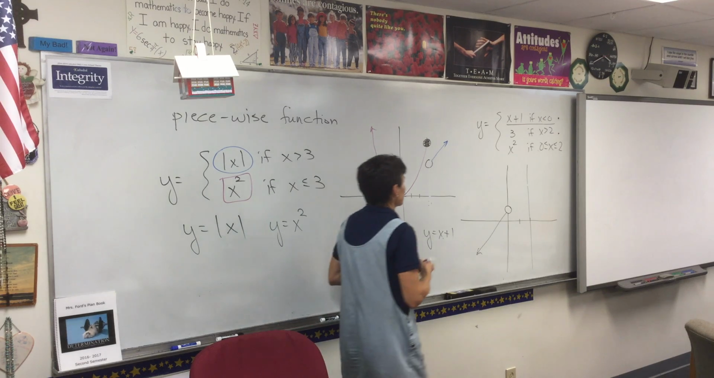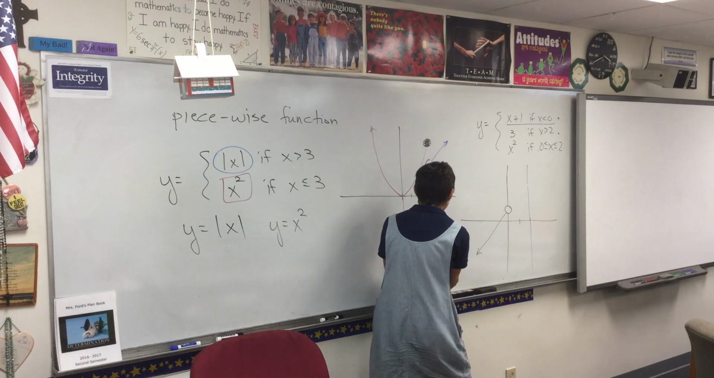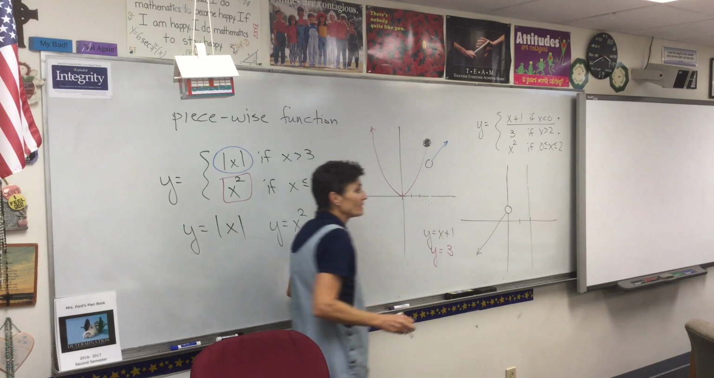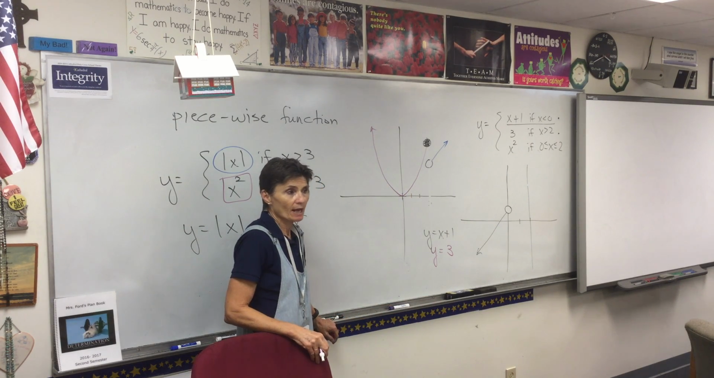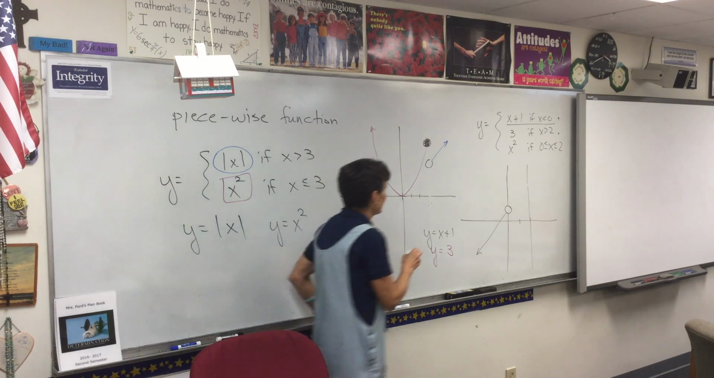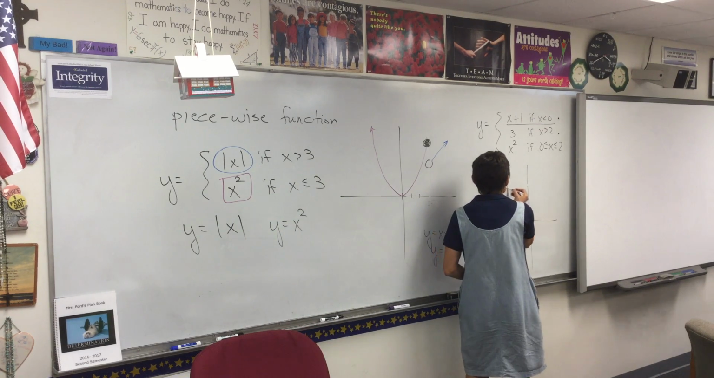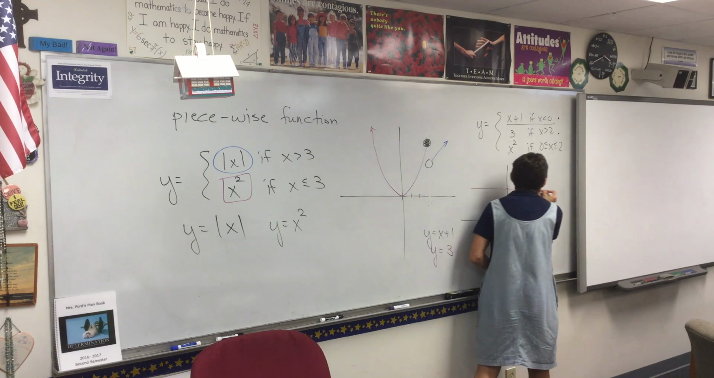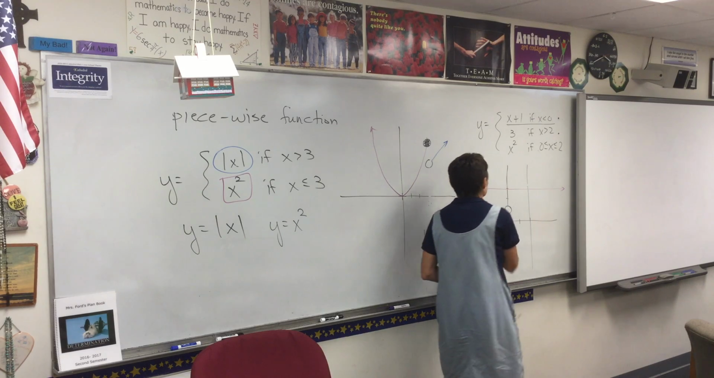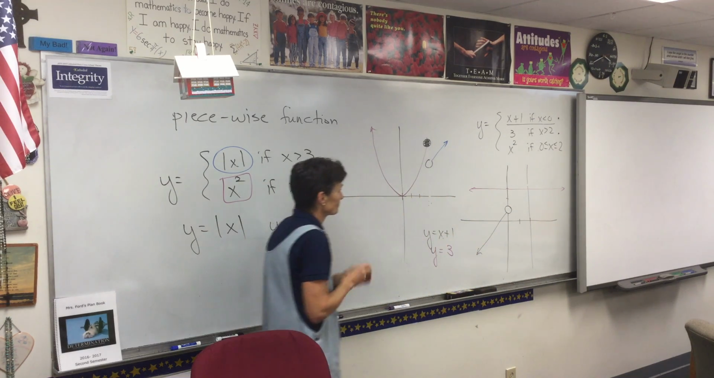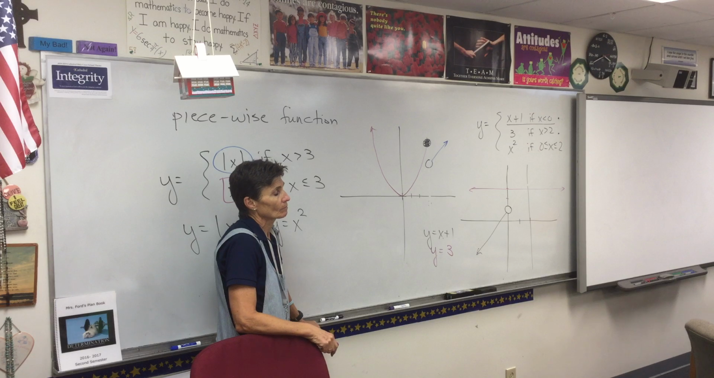Now that middle piece is a little bit tricky. It says y equals 3. Anybody know what y equals 3 looks like? It's a horizontal line. So that was 1, 2, 3. I'm going to draw a horizontal line at y equals 3. That is not one of your BFFs. That's a constant function. It's just y equals 3.